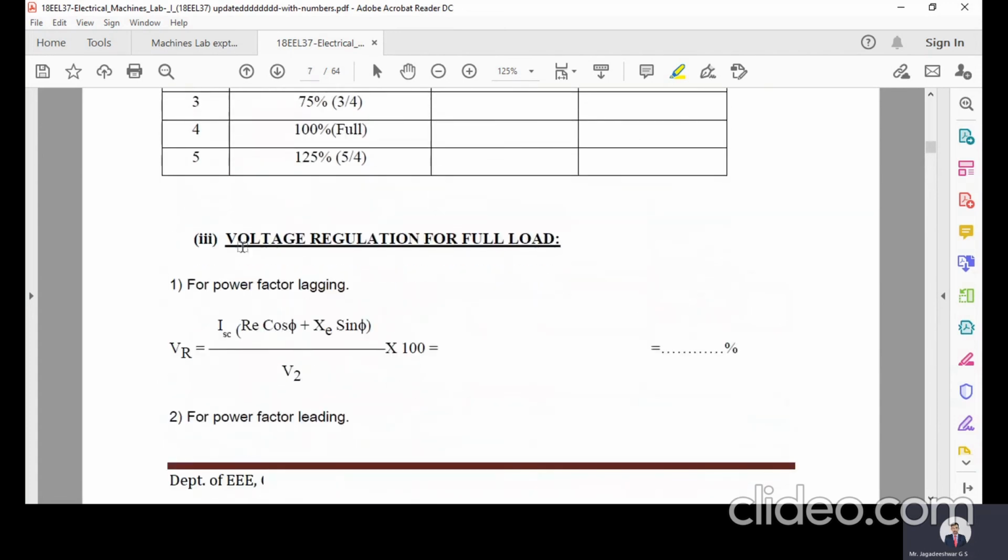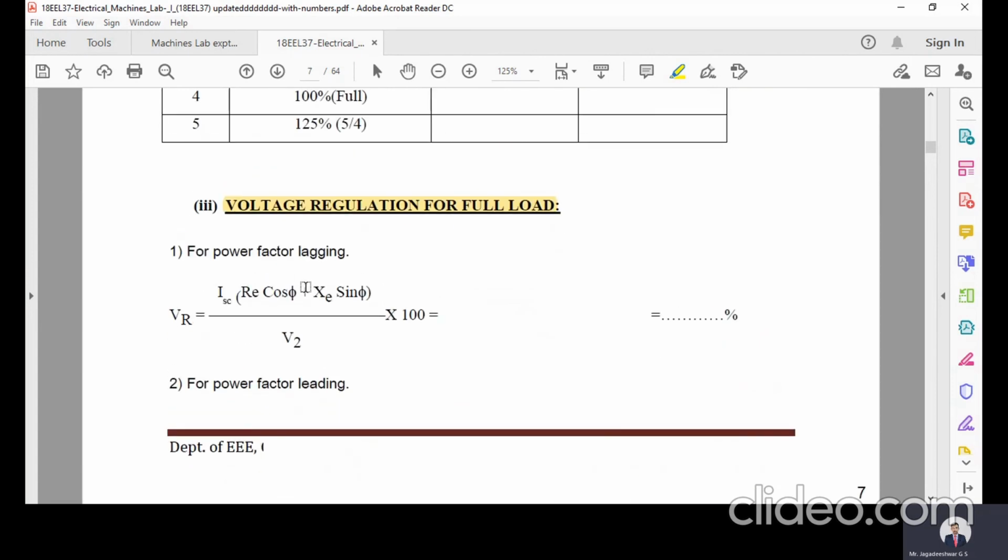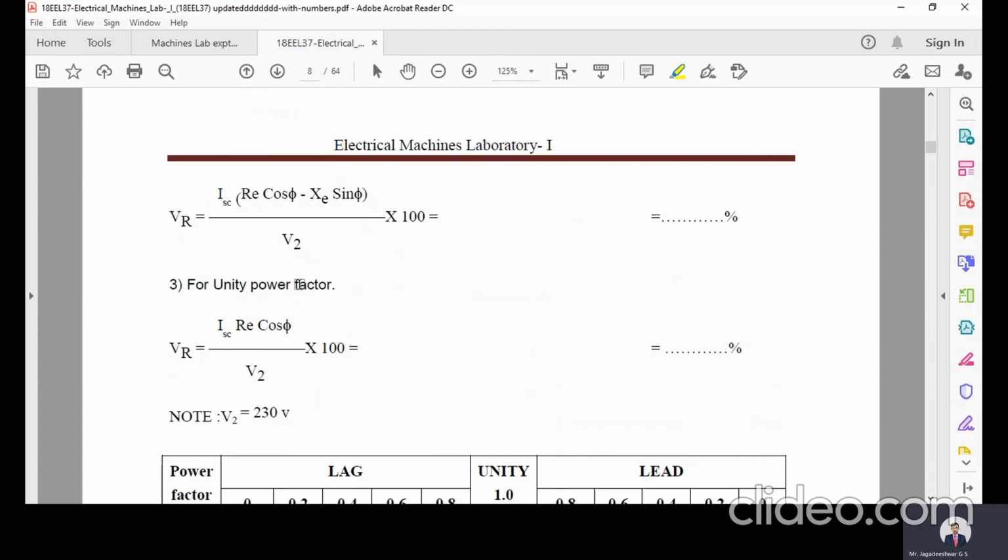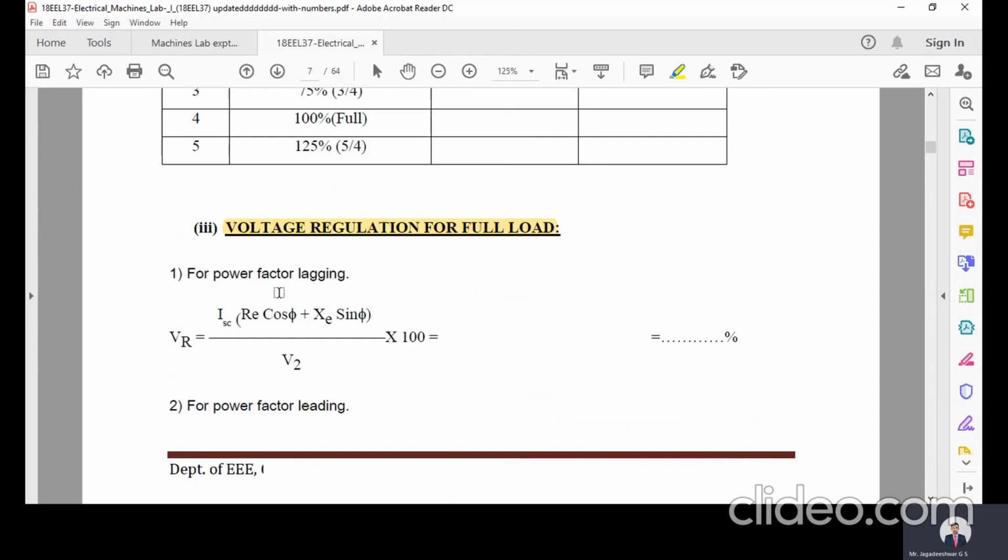The third part is finding the regulation of the transformer for full load. So we can get three cases here: lagging power factor, leading power factor, or unity power factor. So for lagging power factor, this is the formula you have to use: ISC (RE cos phi + XE sin phi) divided by V2. V2 is your rated voltage, that is 230. RE and XE we have calculated earlier.